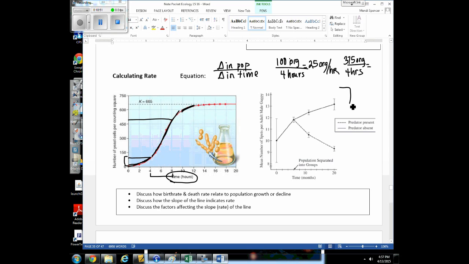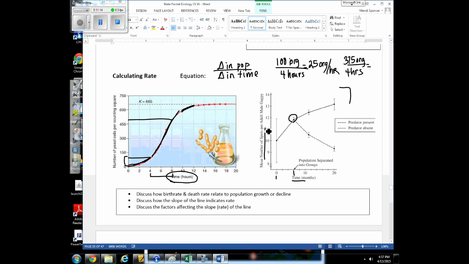And I had a lot of students indicate that at month 6, there was a higher population than at the beginning of this experiment. This just shows you the need to make sure you pay attention to your axis. This is over time, but we're talking about the number of spots that were on a guppy.